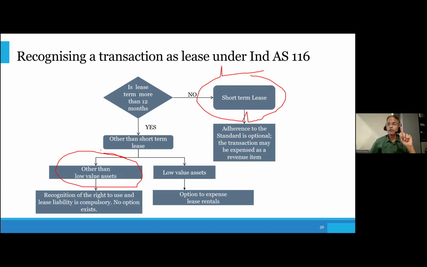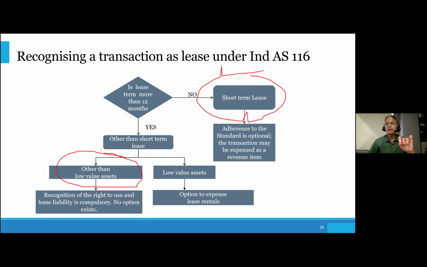Low value asset. In US parlance, the low value asset exception in the standard talks about a value of $5,000. $5,000 in Indian parlance would translate to 4 lakhs or so. But India's 116 has not put a monetary limit. India's 116 talks about low value assets, giving examples such as a personal computer, a laptop, a tablet, a personal phone, or standalone office equipment. Standalone office equipment, personal computers, laptops, telephones. These are regarded as examples of low value assets.